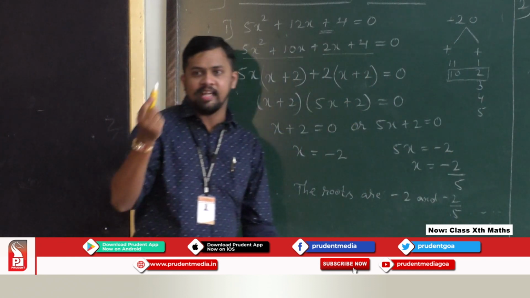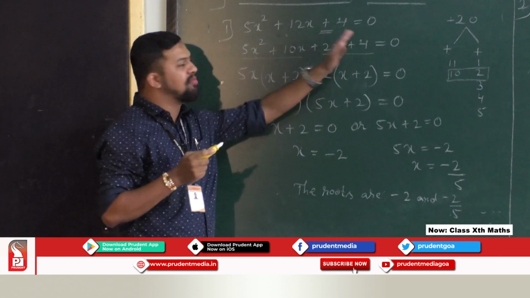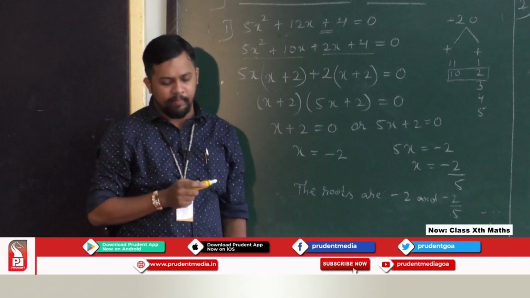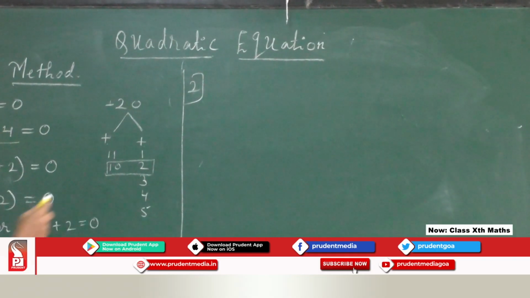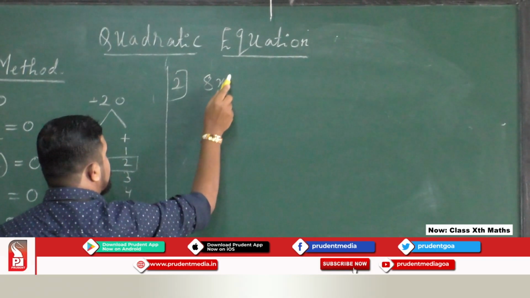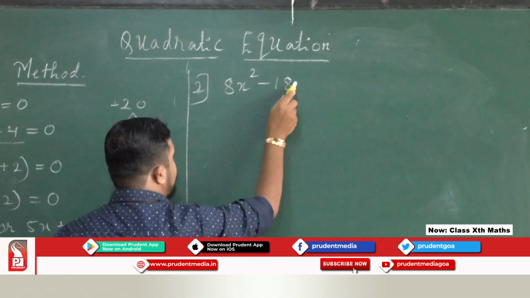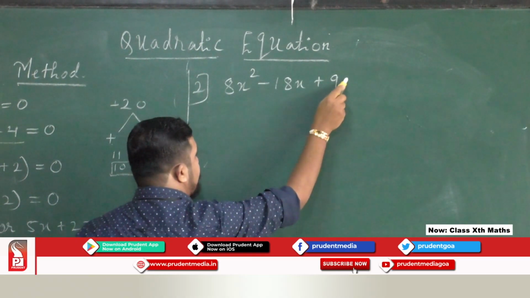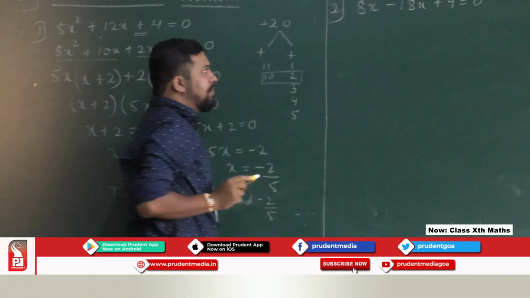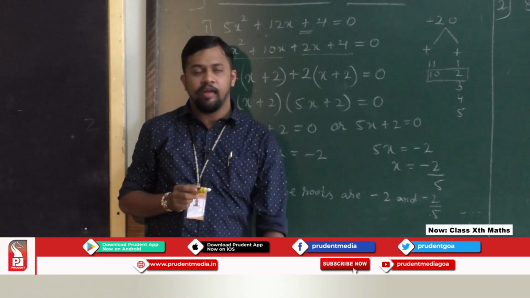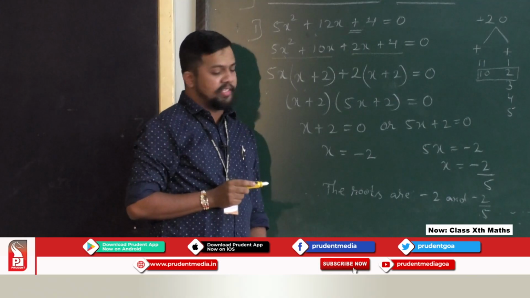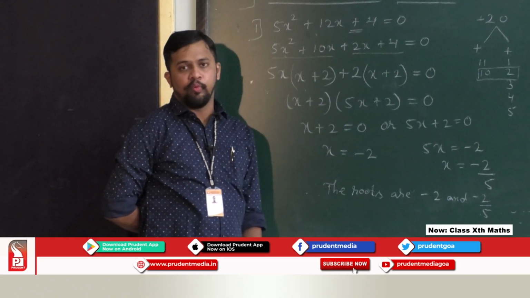Now I am changing the sign. Here all the terms were positive. Now I am bringing one negative term. My second expression is 8x square minus 18x plus 9 equal to 0.